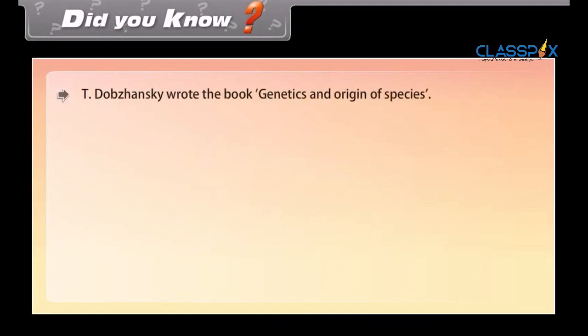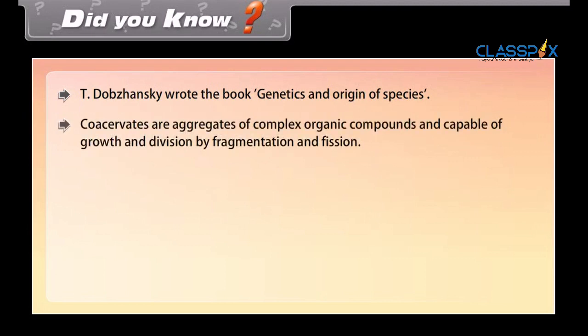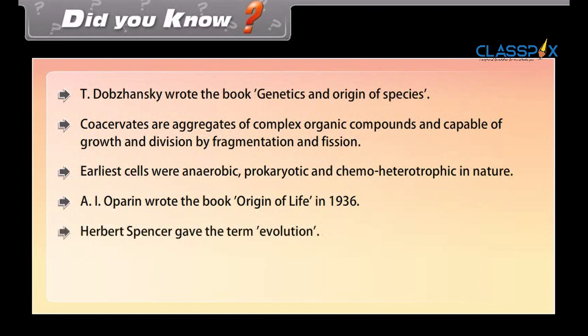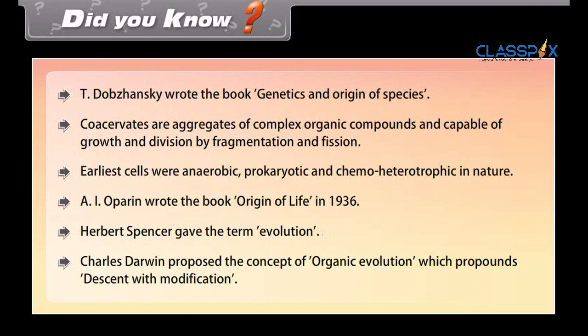Did you know T. Dobzhansky wrote the book Genetics and Origin of Species? Coacervates are aggregates of complex organic compounds and are capable of growth and division by fragmentation and fission. Earliest cells were anaerobic, prokaryotic, and chemoheterotrophic in nature. A. I. Oparin wrote the book Origin of Life in 1936. Herbert Spencer gave the term evolution. Charles Darwin proposed the concept of organic evolution, which propounds descent with modification.